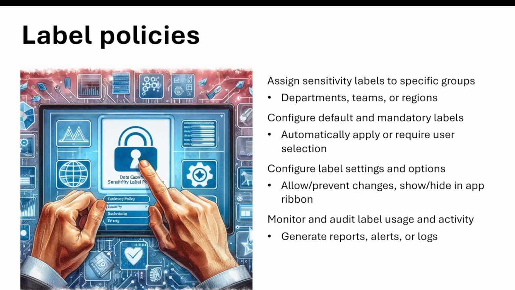You could apply a label automatically, or you could require a user to choose a label before sending or saving a file. Further, you can configure settings and options for your labels, such as allowing or preventing users from changing or removing labels, or showing and hiding labels in the app region. And then you could also monitor and audit the usage and activity of your labels. You can generate reports, alerts. You could also generate logs as well.